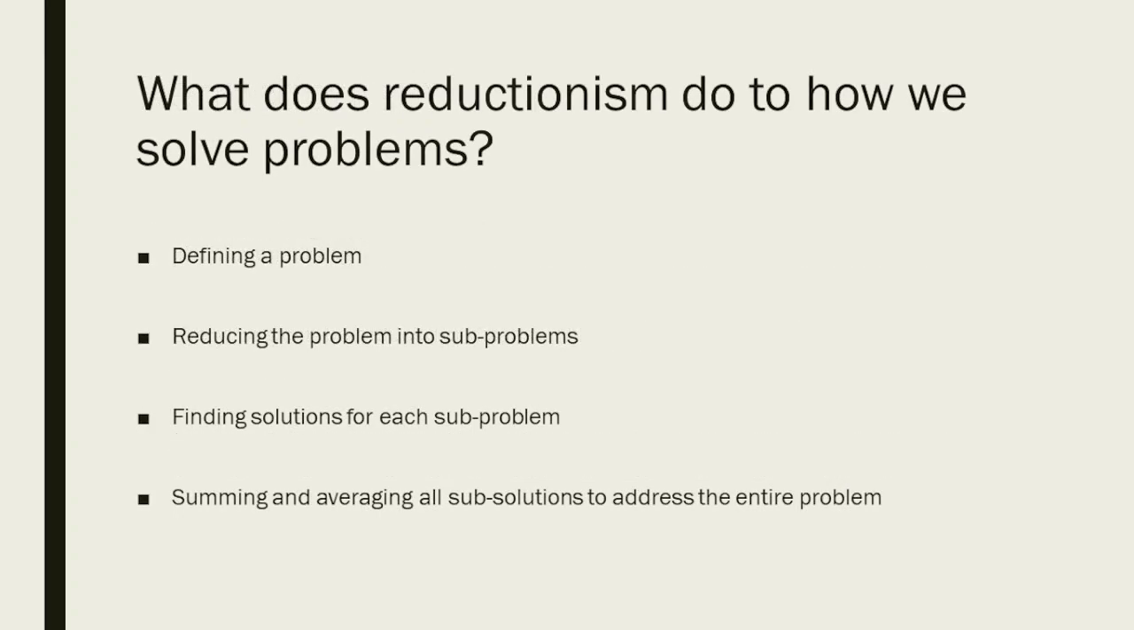So when we use the traditional scientific methods, reductionism leads to the following process. We tend to define a problem. We reduce this problem into sub-problems. We then find solutions for each sub-problem, or what they call sub-solutions. And then we average out all sub-solutions to address the entire problem. So do you see here why this could be an issue? If we are dealing with complex, interconnected, interdependent parts, we lose nuance, we lose context, and we lose relationships in that process.